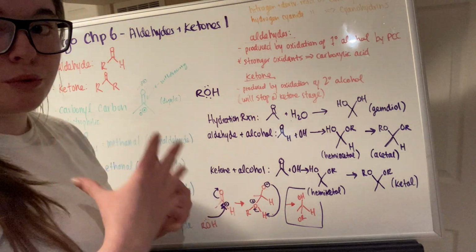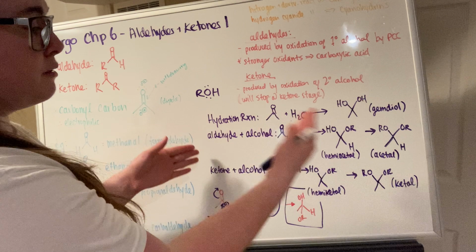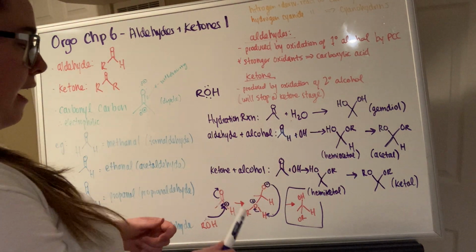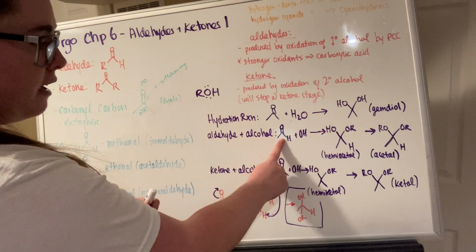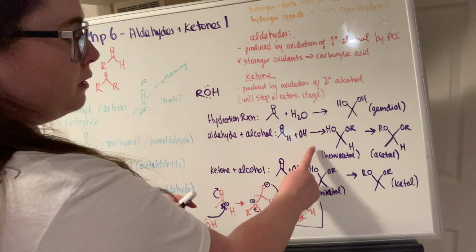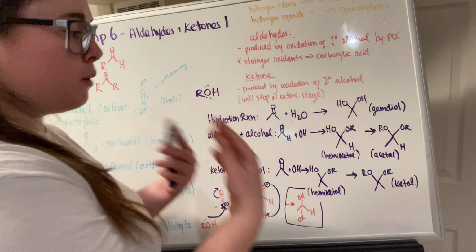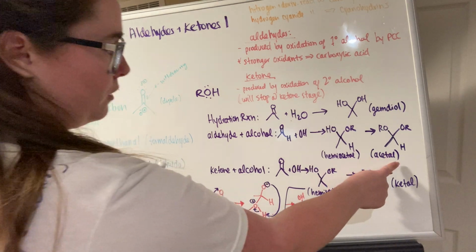But just as a general foundation, it would be really great to know the products and reactants of these two things. So we have an aldehyde plus an alcohol. If we have our aldehyde and our alcohol, we will get a hemiacetal. However, when another equivalent of alcohol is added, you're going to get an acetal.